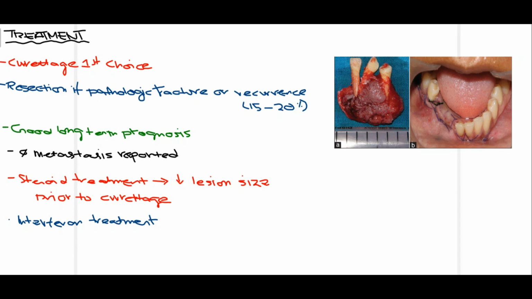Sometimes we also have to go for resection, that is, removal of some part of either the maxilla or mandible if there are pathological features. For example, the cortical bone has thinned so much that even if we go for curettage there will be a fracture. So when chances of recurrence and pathological fracture are present, then we go for resection. For central giant cell granuloma, the long-term prognosis is good. There are fewer chances of recurrence, and up to now, no cases of metastasis have been reported.